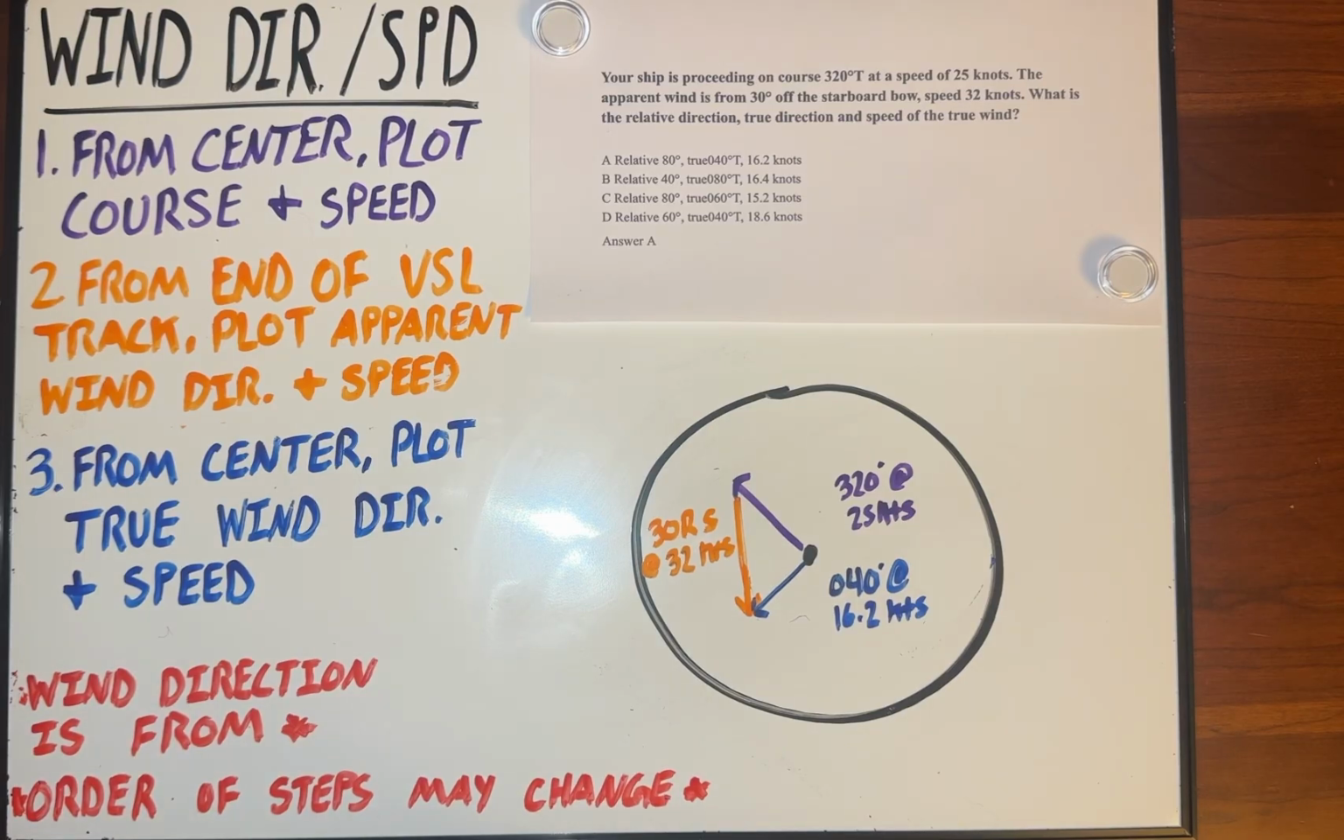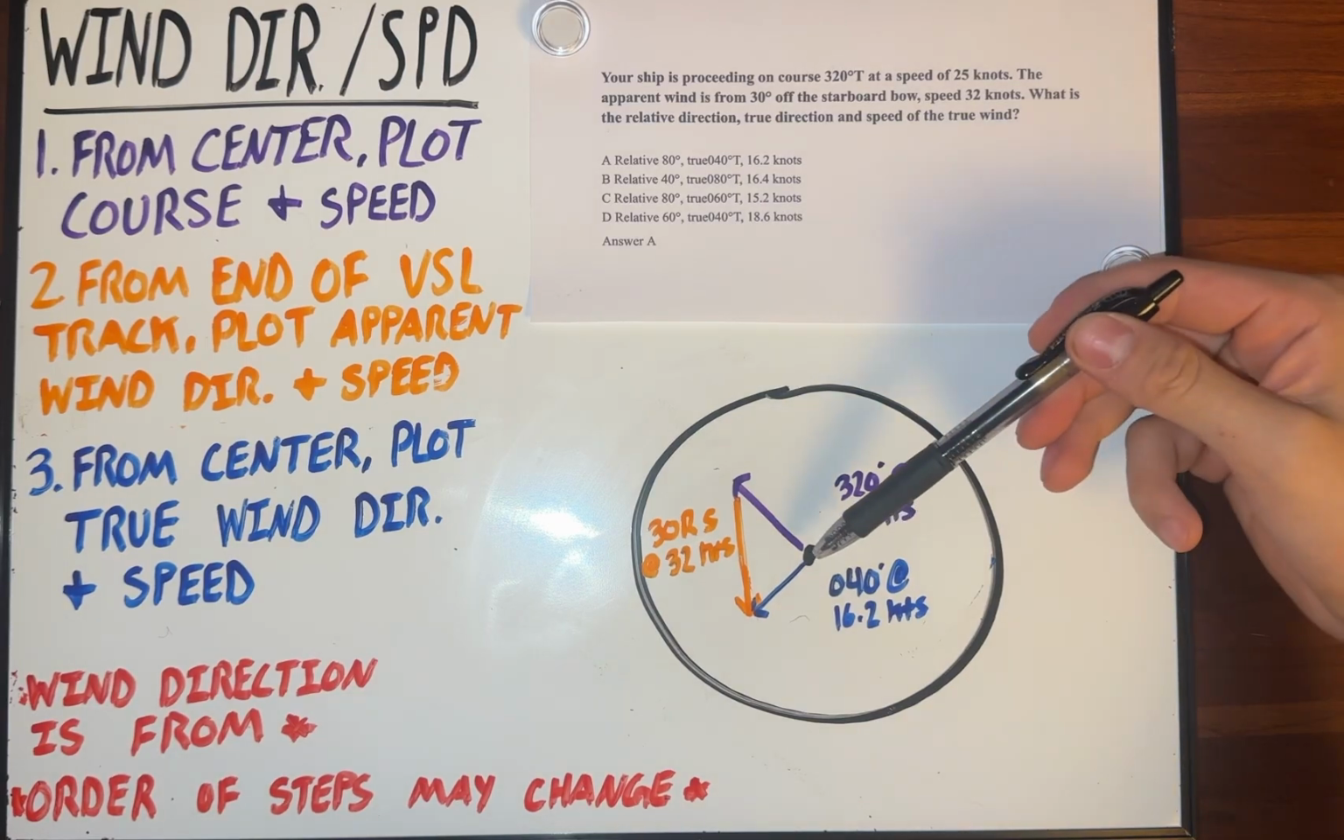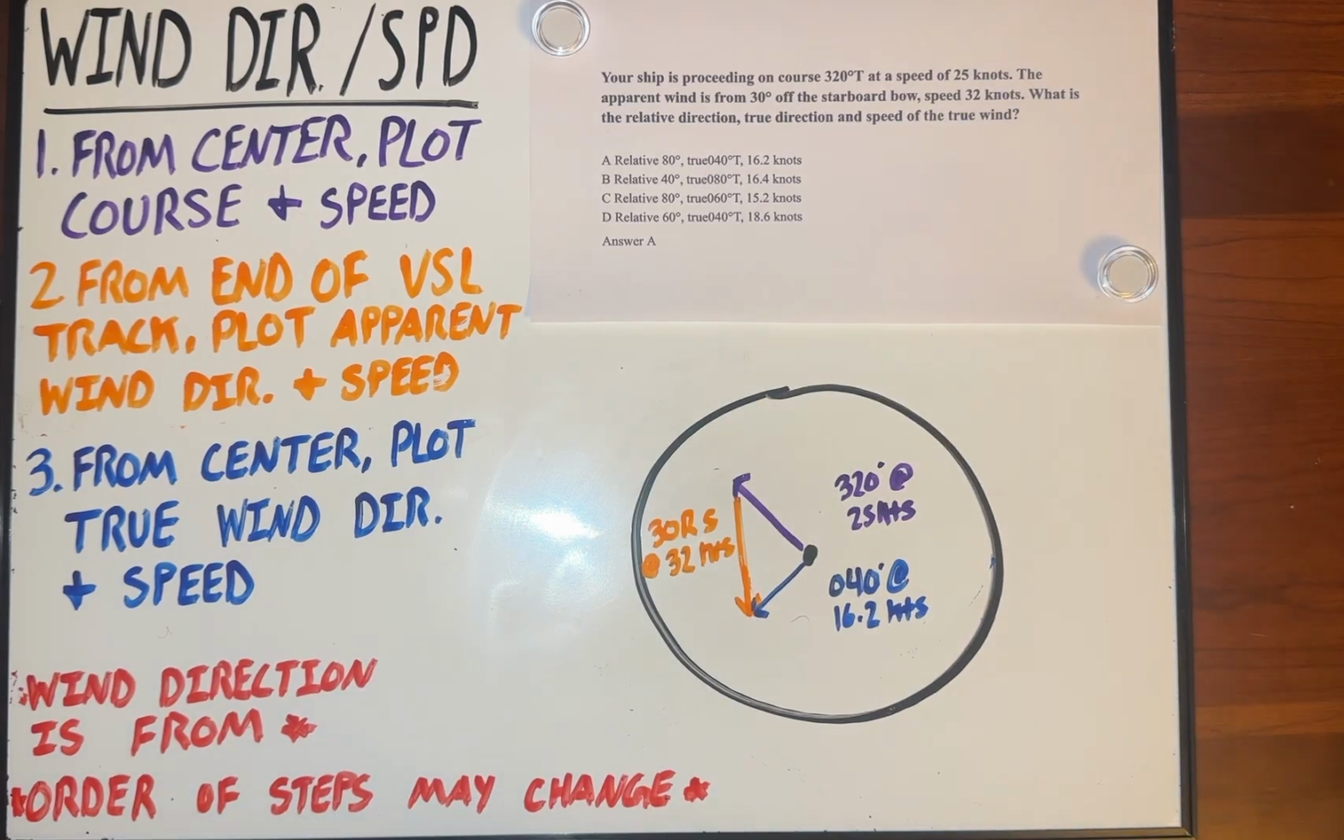So first we're going to start from the center, plot our course and speed. 320 out to 25 knots. Our 25 knots is going to be reflected as a distance in the plot using the scales on either the right or left-hand side of the plot.